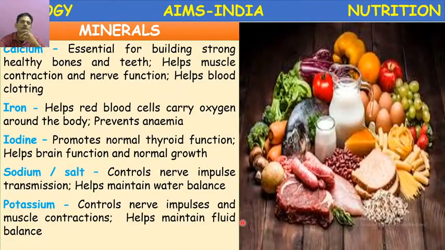Mostly these minerals are available in the food which we eat, fresh leafy vegetables along with water. Water plays a very important role in obtaining the minerals. And common salt, iodized salt, contains sodium, iodine, and chloride, all these three. Milk and milk products contain calcium. And fresh leafy vegetables like spinach, amaranthus, and cabbage contain iron. Okay? Potassium is also present in the fresh leafy vegetables and sprouted seeds.